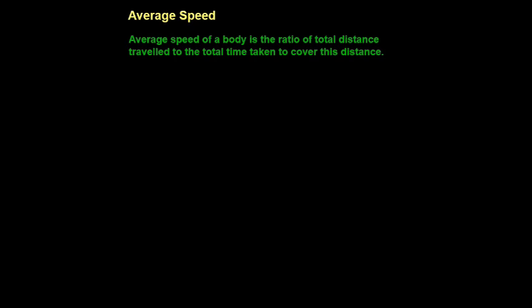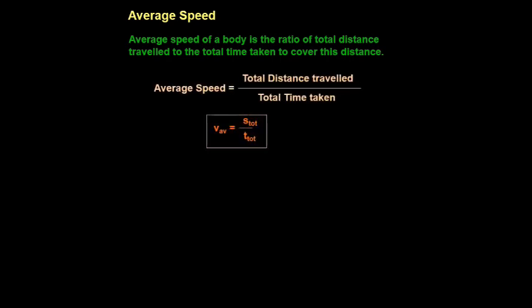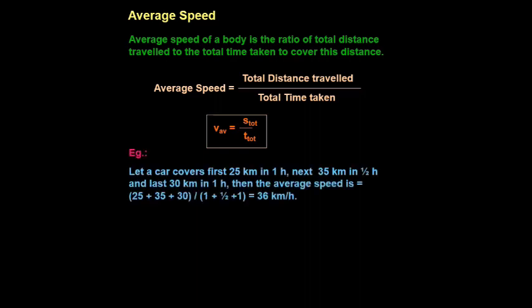Average speed. The average speed of a body is the ratio of total distance traveled to the total time taken to cover this distance. Average speed is total distance by total time. Remember, even if you have a number of speeds given, you cannot simply average them to find the average speed. You have to use only one formula, that is total distance by total time.